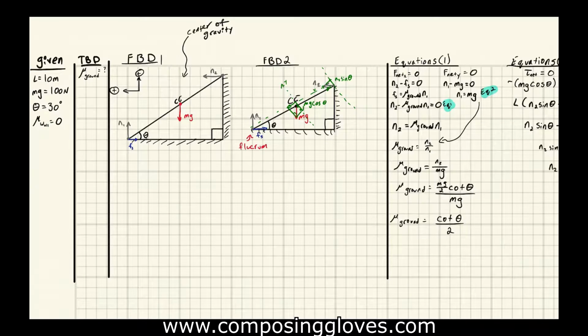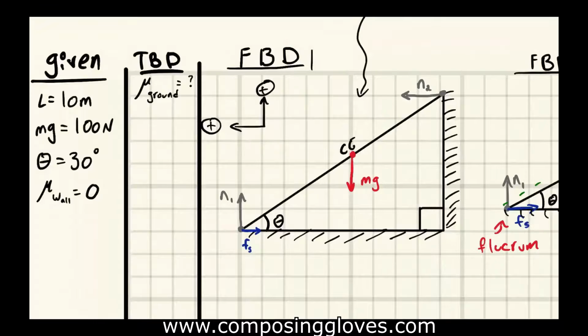So let's take a look at our given column. We were given the length, that's 10 meters. We have the weight vector, that's 100 newtons, and instead of writing weight, I prefer mg. And then we have theta, which we're told is 30 degrees. We're told that the wall was frictionless, so we take note of that: wall is frictionless. We want to know the coefficient of friction of the ground, so mu sub ground is equal to what? We don't know. It's going to be exciting, right?